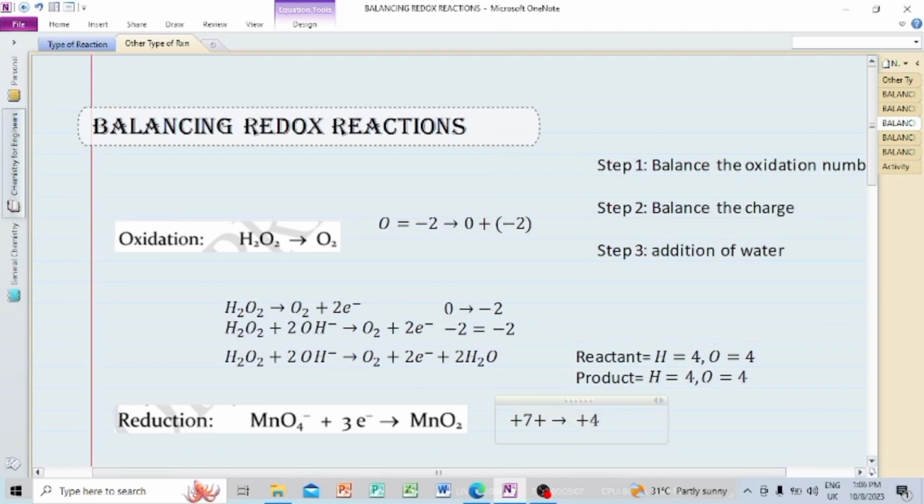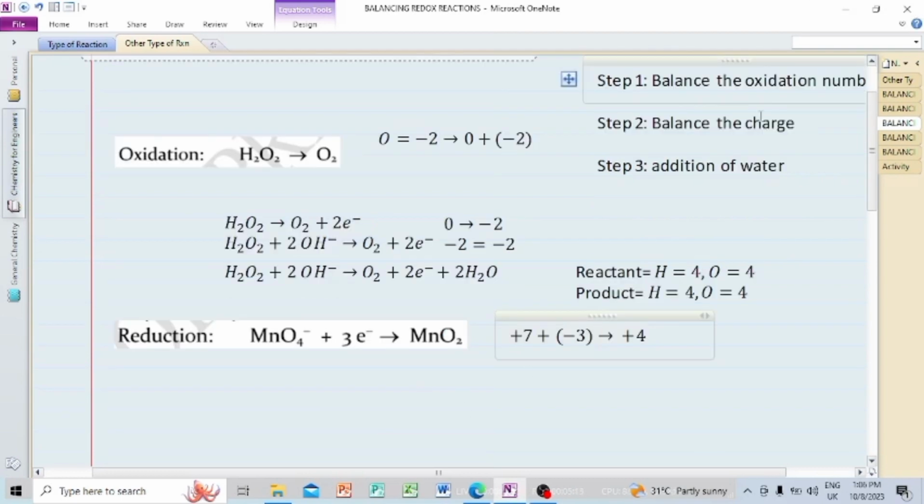plus negative 3. Kaya, meron tayo ditong plus 3e negative. Next step is to balance the charge.